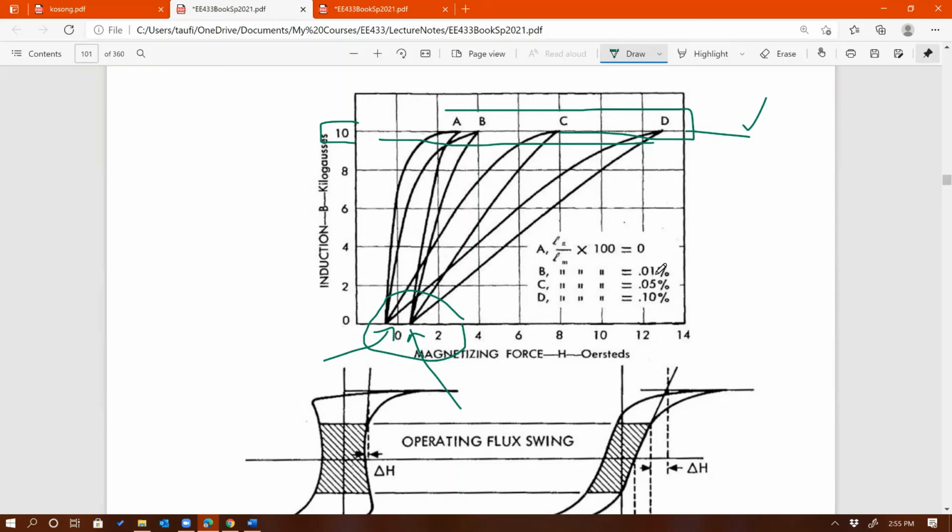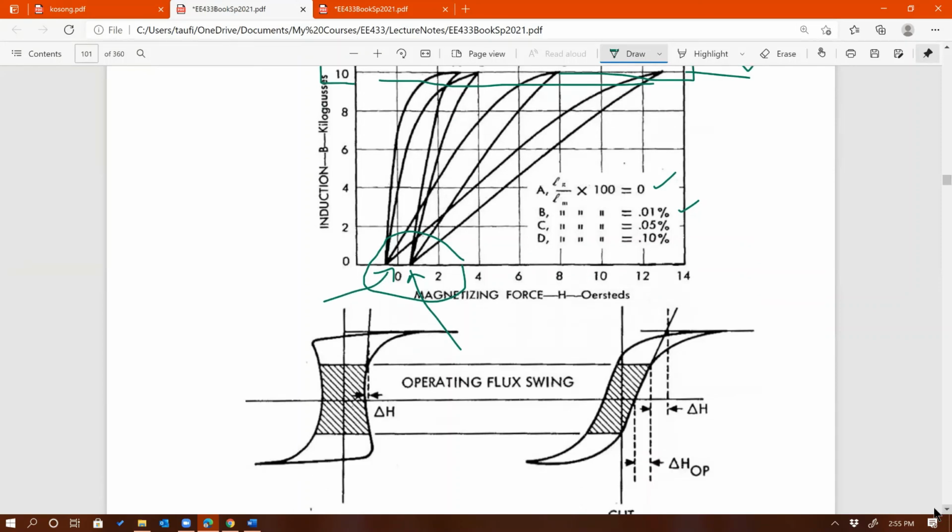Okay, so you can see, how do I know it's increasing? You can see A is 0 air gap, B is 0.01% of the length of the core, C is 0.05, so it's increasing the length of the air gap. It moves more and more toward the right of the graph, making it harder and harder to saturate by increasing the length of the air gap. Okay. Any question on this?